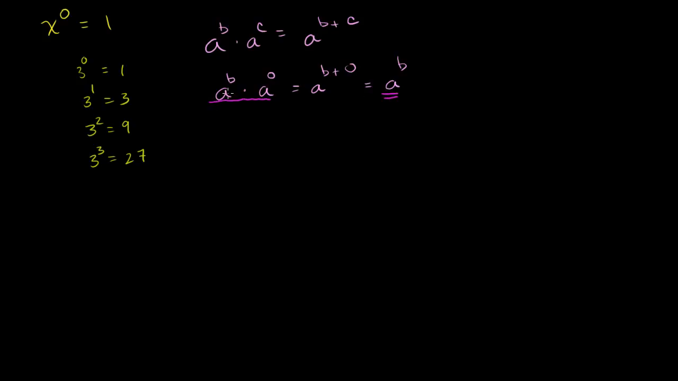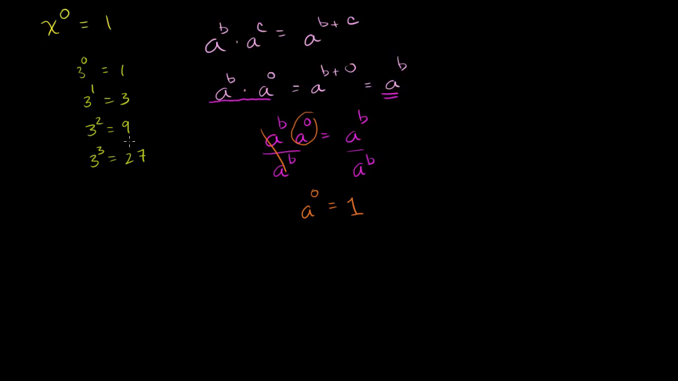So a to the b times a to the 0 must be equal to a to the b. Let me rewrite this. A to the b times a to the 0, if we use this property up here, must be equal to a to the b, right? B plus 0 is b. If you divide both sides by a to the b, what do you get? The left-hand side, you're left with just a to the 0, right? These cancel out. A to the 0 is equal to 1. And you could use a similar argument in pretty much all of the exponent properties, that we need anything to the 0th power to be equal to 1.